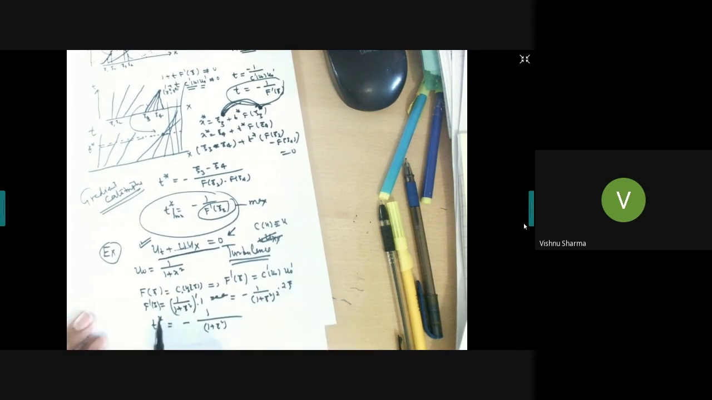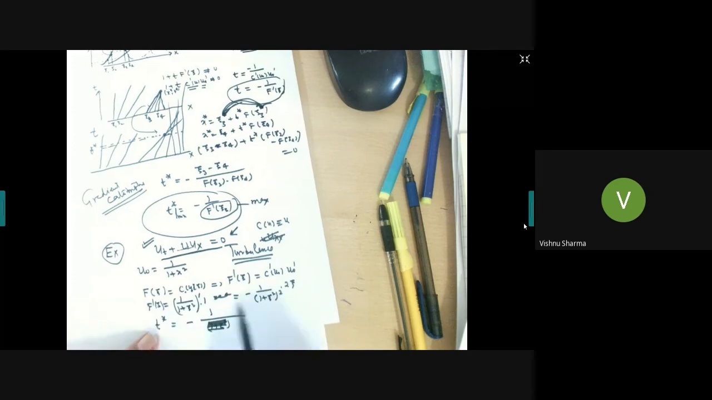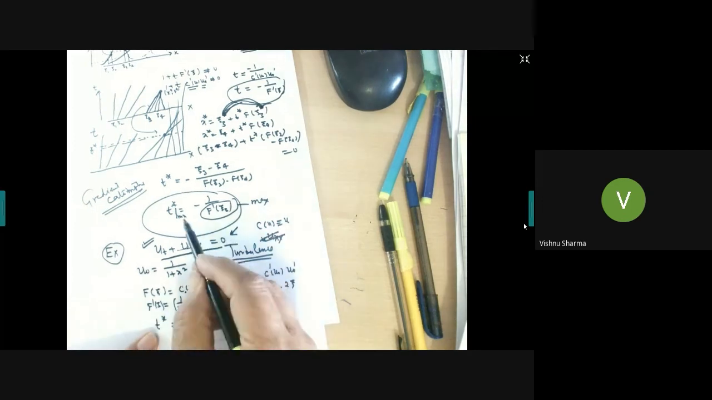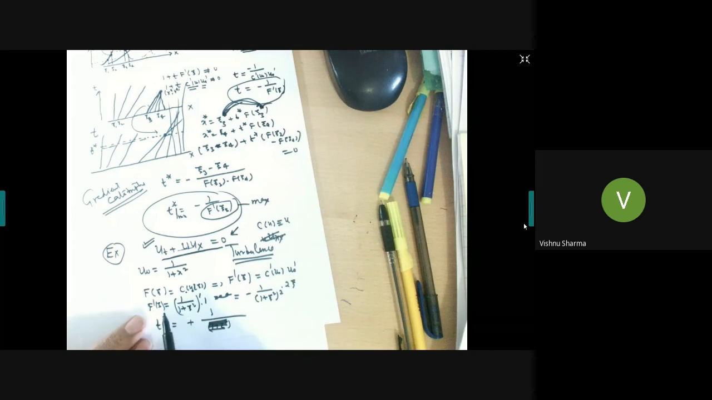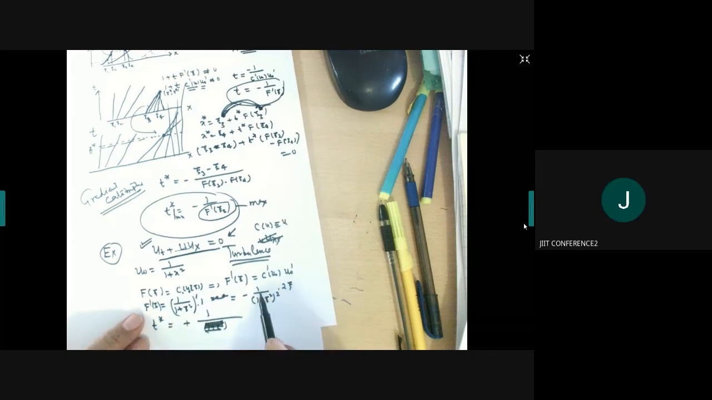F dash xi is correct. Is it all right? Yes, sir, it is correct. The derivative is fine. So let me write this expression directly. F dash prime is this expression. So t star is minus 1 upon f dash. So minus minus becomes plus. Is that right? 1 plus xi square will go in the denominator. Am I right? It will go into the numerator basically.